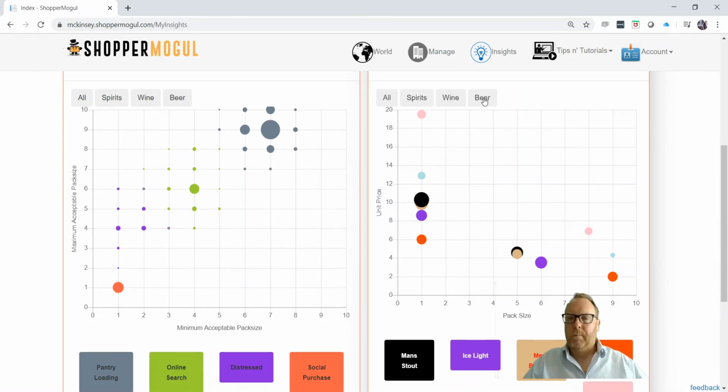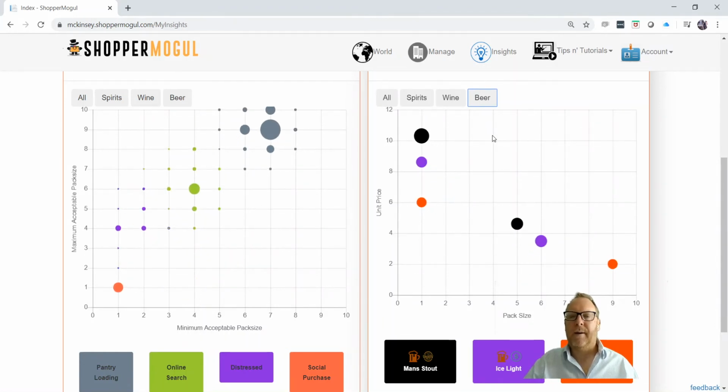Again, all of these charts you can break down by category. So if I'm only interested in beer, I can restrict to beer and just see the demand that's coming from those products. Now, the price that you're seeing here, certainly for the 6-pack, that's not the price of the pack. That's the price of a single unit from the pack. So in this case, the Ice Light is being sold at, what, $3.50 per unit. So for a 6-pack, that would be, so what's that, 3.5 times 6, about $21 for the pack. If you wanted to check the exact price, you can go to the shop page in the World segment and see exactly what they're charging.